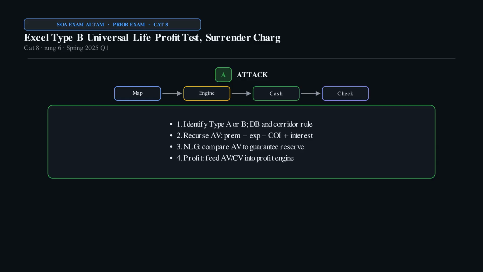Attack with the Category 8 checklist. Step 1. Identify type A or B, DB, and corridor rule. Step 2. Recurse AV: prem minus EXP minus COI plus interest. Step 3. NLG, compare AV to guarantee reserve. Step 4. Profit, feed AV/CV into profit engine.